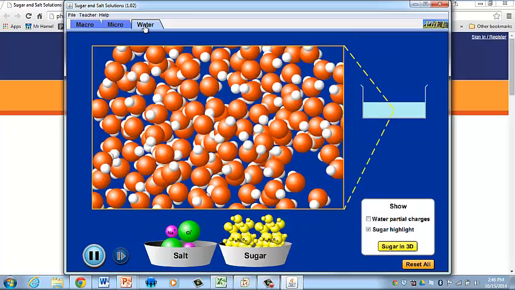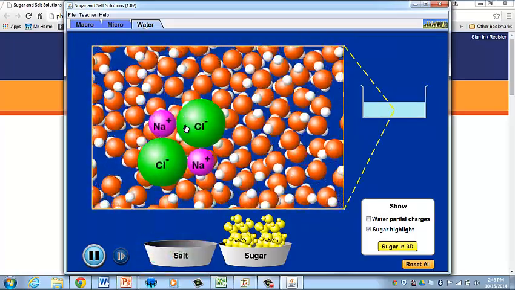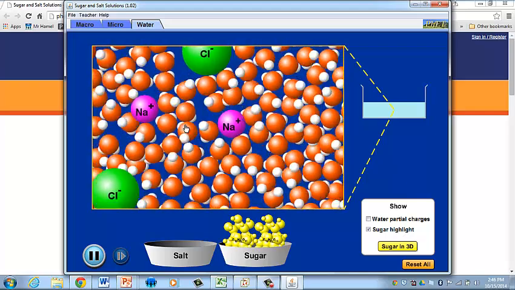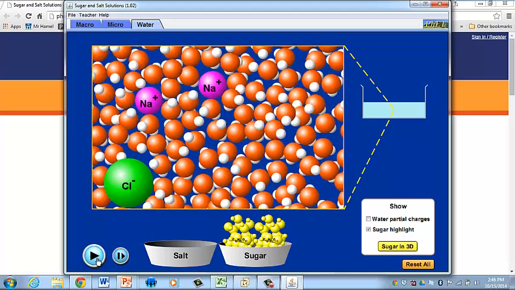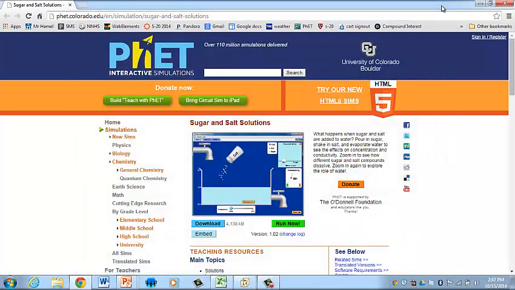And this is similar to what I showed you yesterday. If I pause it, you can see all the positive hydrogens around the chlorine ion, and for the most part, the negative oxygens around the sodium ion. All right. Okay, that was fun.